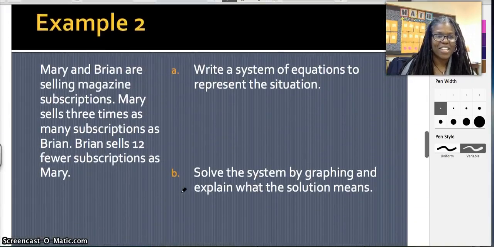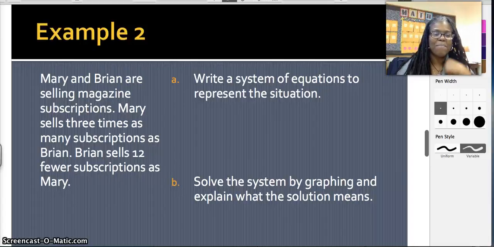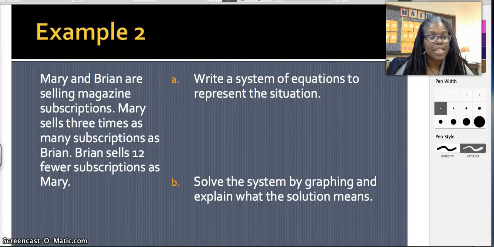Next question. So here's example 2. We've got Mary and Brian, and they're selling magazine subscriptions. Mary sells 3 times as many subscriptions as Brian. Brian sells 12 fewer subscriptions than Mary. We're going to write a system of equations for the situation, and then we're going to solve the system by graphing and explain what the solution means.